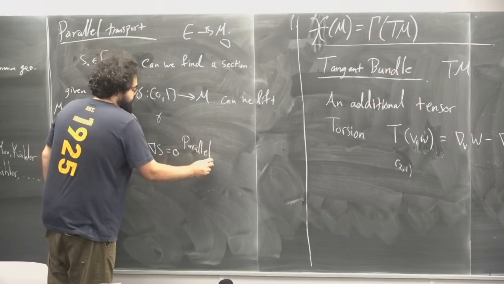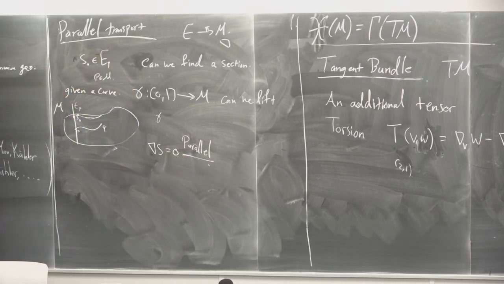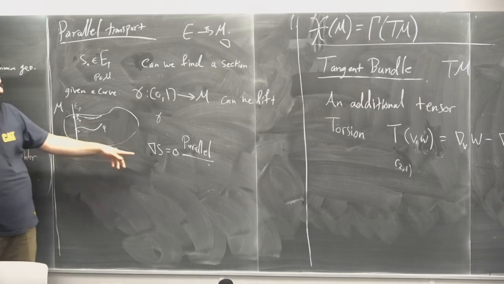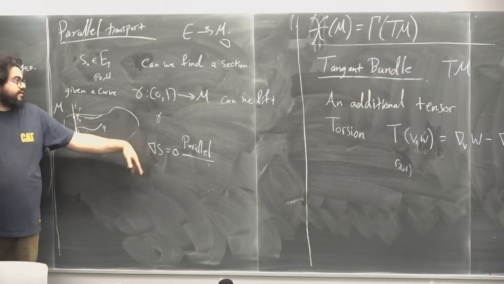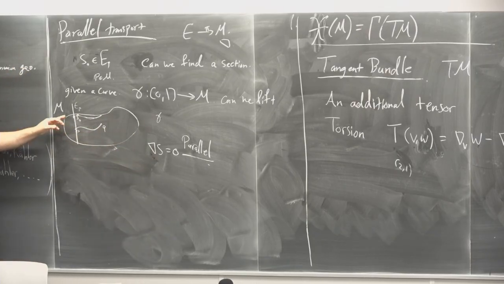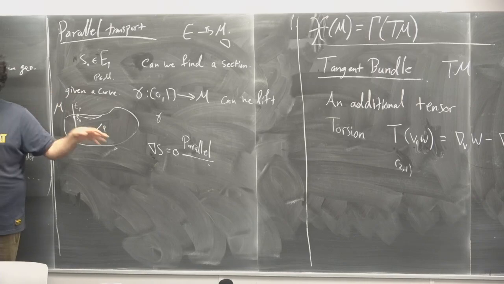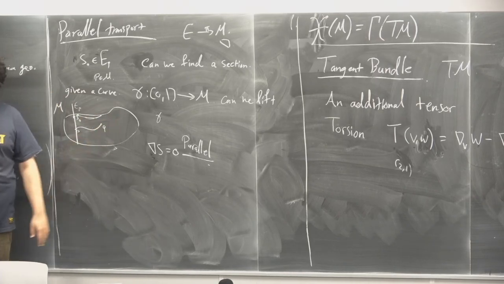I don't really see why we want that though. What is nabla S actually telling us? Well, nabla is a way to differentiate sections. So now that you have a way to differentiate something, this is telling you that this thing is actually constant along that curve.